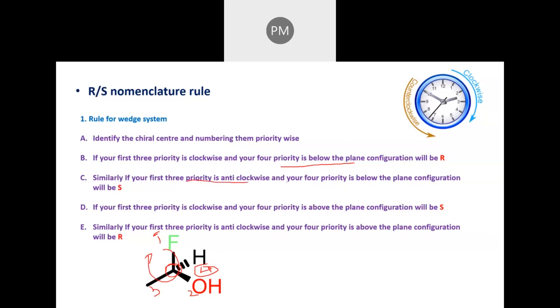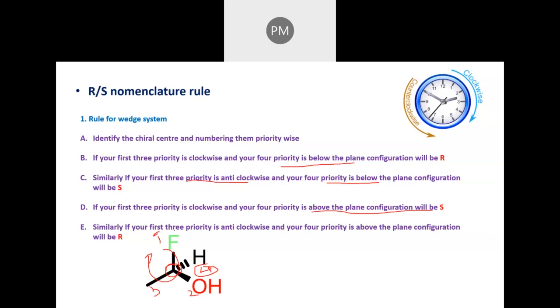are in the anti-clockwise direction, and our fourth priority is below the plane, then this configuration will be S configuration. And if we prioritize 1, 2, 3 clockwise, and our fourth priority is above the plane, then that will be S configuration.